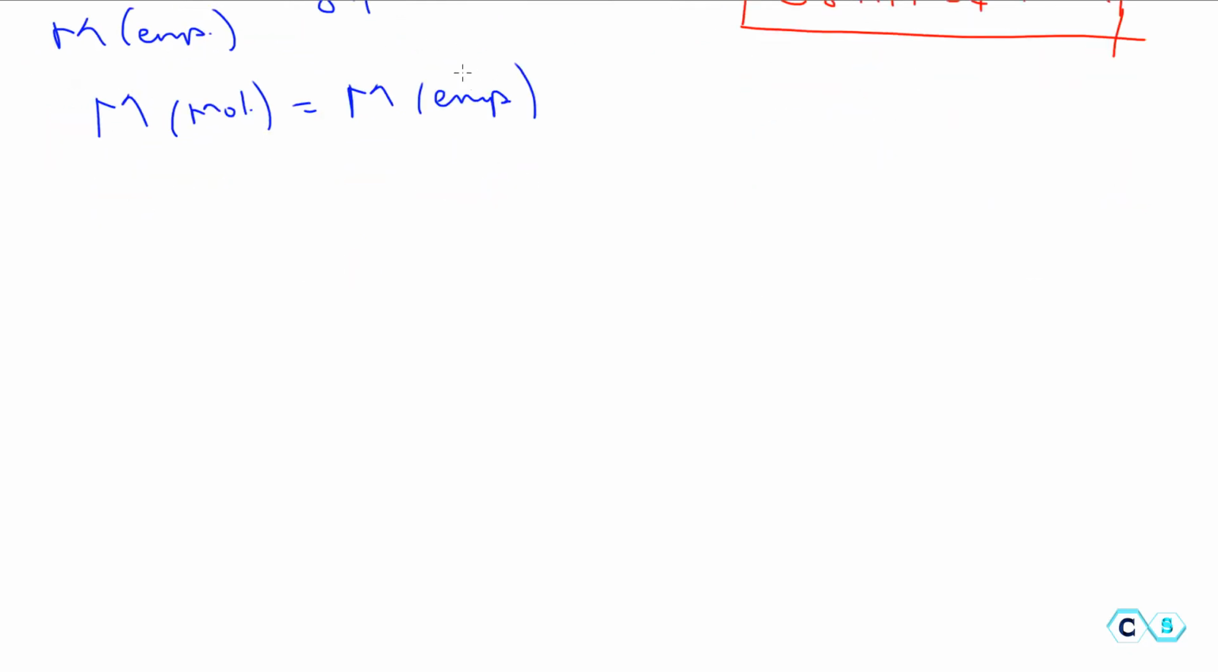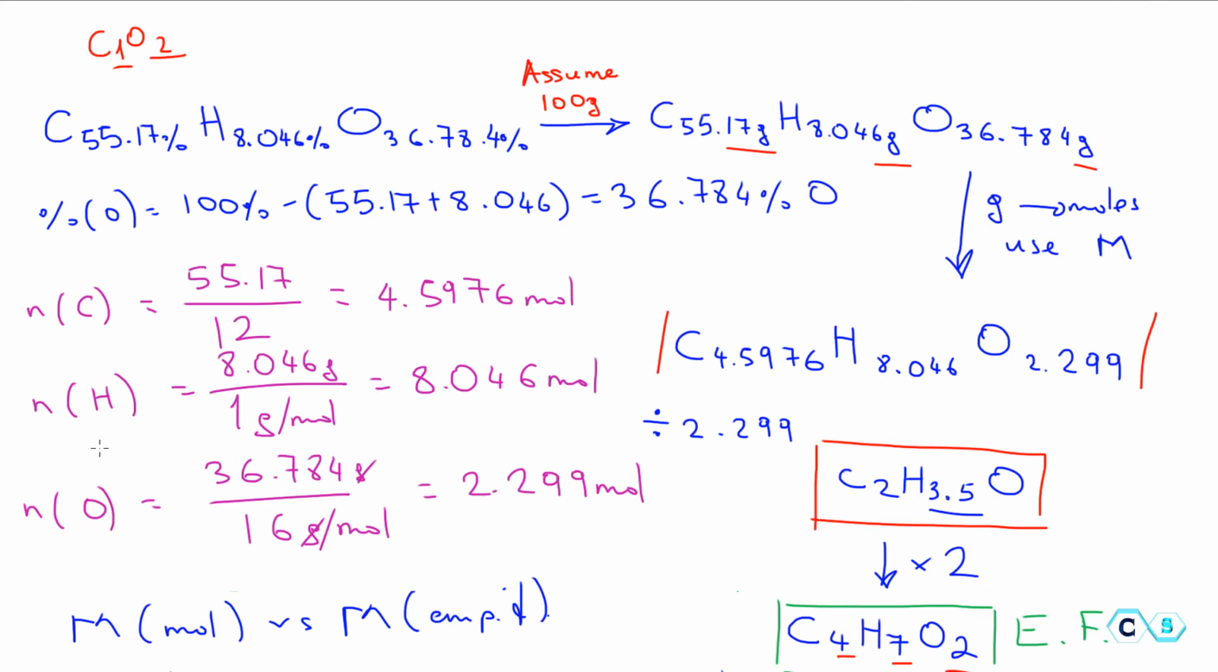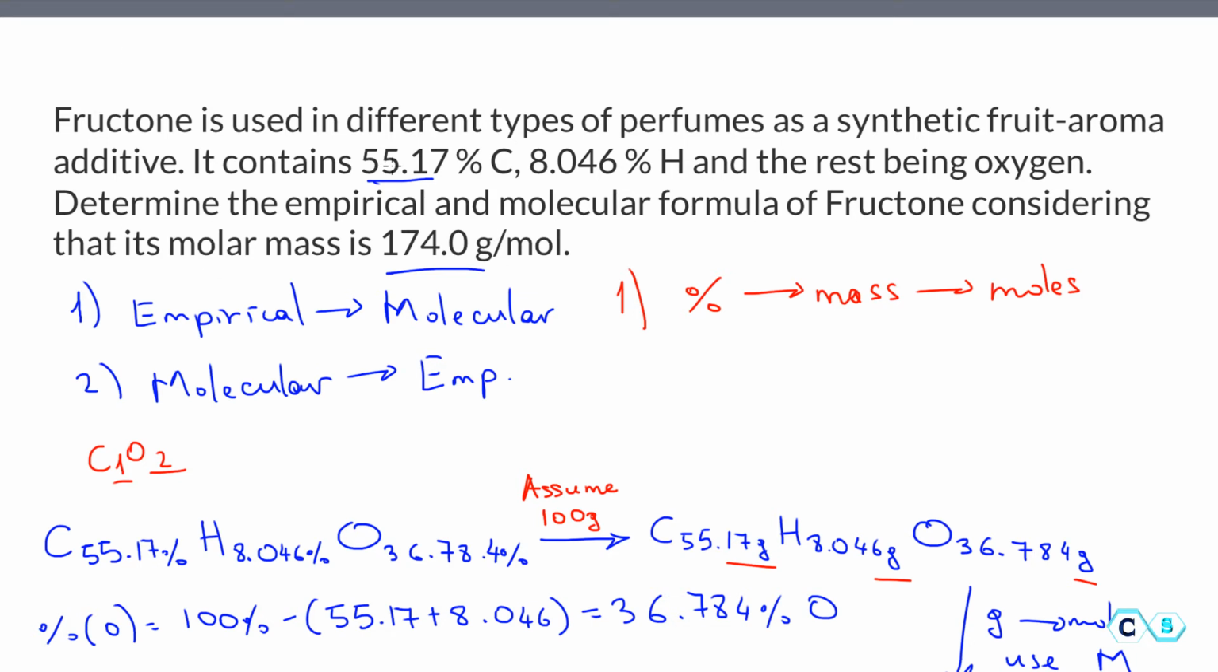the first approach. Now the second approach, we said that here what we can do is go from the molecular formula to the empirical formula. How are we going to do this? If we go back to the percent compositions and remember that these percentages tell us how many grams of each element we have in 100 grams of sample, we can find how many grams of carbon, hydrogen, and oxygen we have in the molecule with a molar mass of 174 grams.